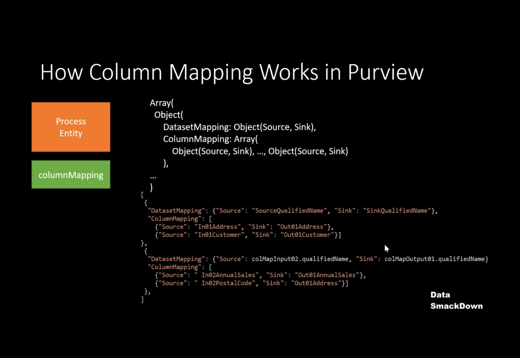So again, column mapping is an array of objects with a source and sink, and this can be anything. Even if you have no schema attached, no columns attached to your entity that you're using as an input and an output, it can be free-form text essentially. So that makes it very, very powerful, but also makes it a little more challenging in the sense that you, again, have to maintain it yourself.